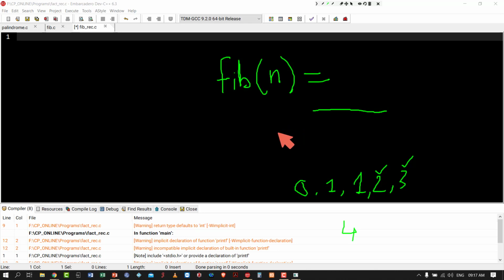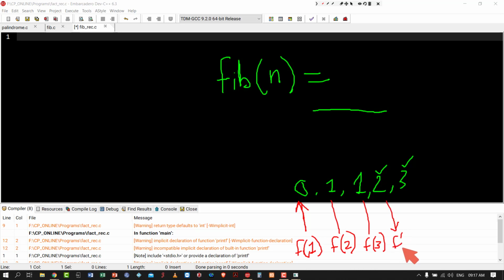No, I am asking about generalizing things. What is the nth Fibonacci term? One minute, for clarity. So this 0 is fib of 1. For understanding, I am only writing f. So this f is f of 2. This is f of 3. This is f of 4. This is f of 5.